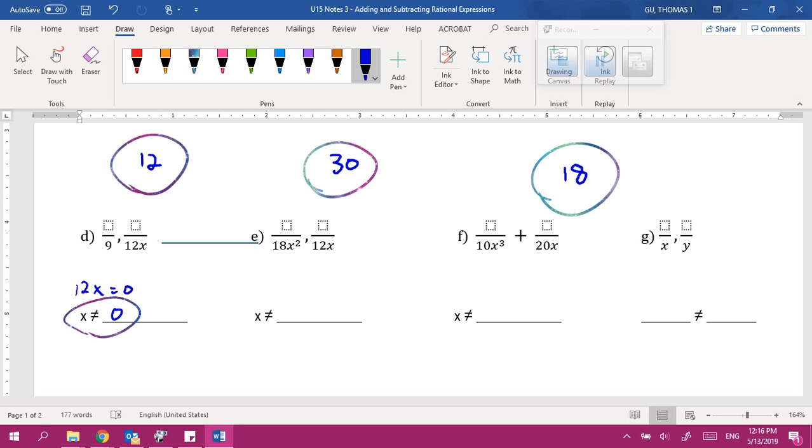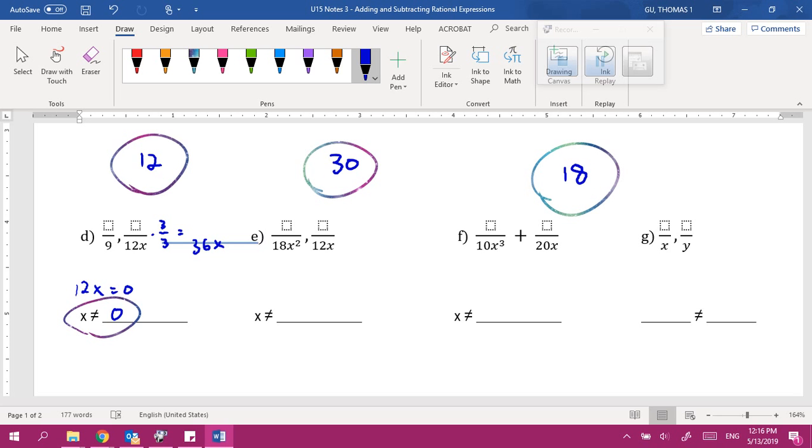Alright, so 12. How do I get 12x to 36? Times 3. Okay, but what is 12x times 3? 12x times 3. Oh, 36x. There's no way you can get 36. So 36 is not going to be the least common denominator. That's close. It's 36x.